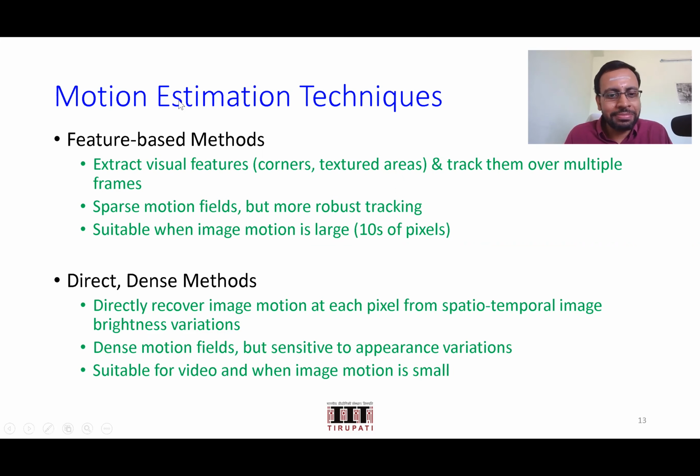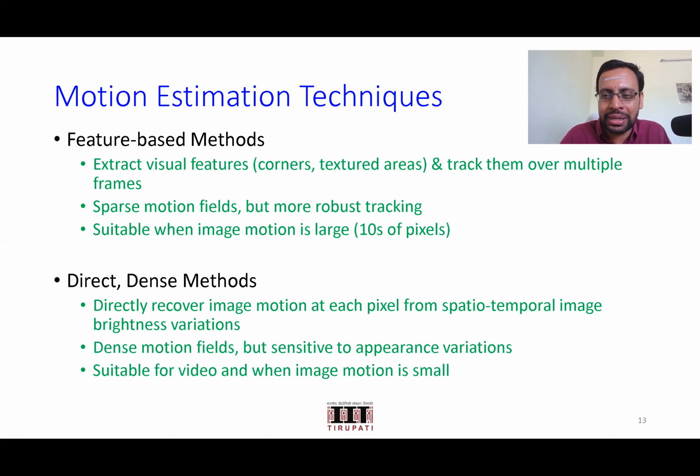The second class of methods would address this issue, which is a direct dense method, which directly recovers the image motion at each pixel level. So this is a pixel based approach. At each pixel, you would look at where it has moved. And we call them dense motion fields because you have it at every pixel. So if you have a 100 by 100 image, you have 10,000 displacement vectors you are getting. Each one can have a movement in x as well as in y.